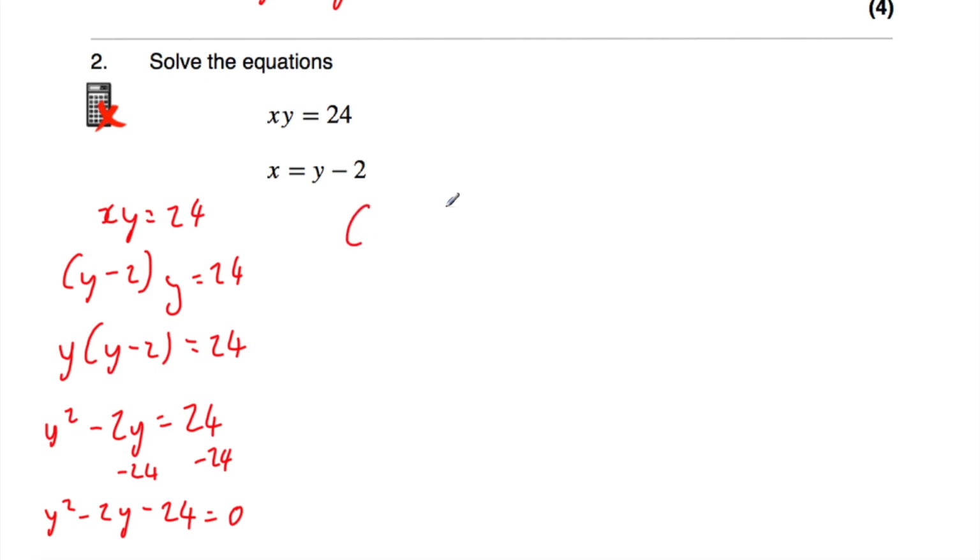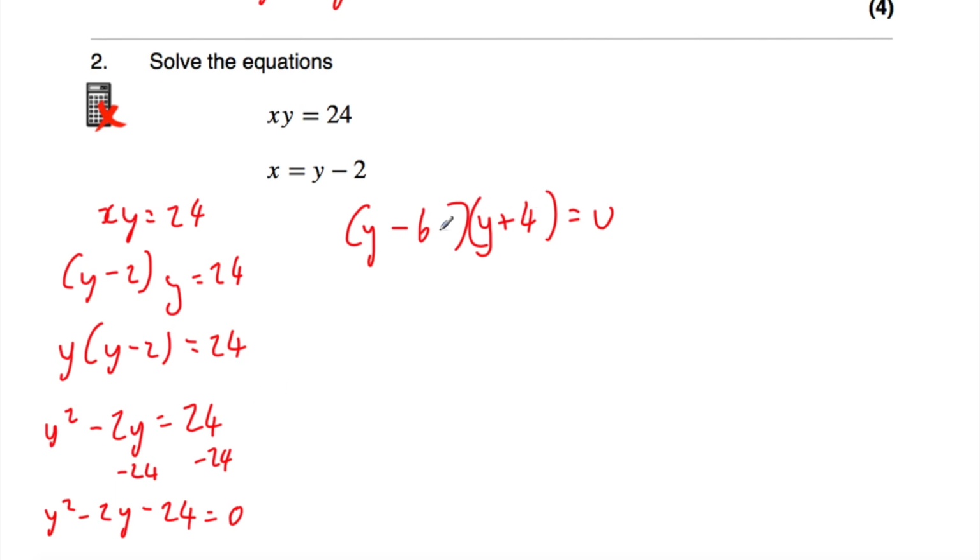So we're going to put bracket, bracket equals 0. It's y squared, so I'm going to write y and y. So we're now looking for two numbers that multiply together to be minus 24 and add together to be minus 2. So I'm thinking minus 6 and plus 4. Because minus 6 times 4 is minus 24, and minus 6 plus 4 is equal to minus 2.